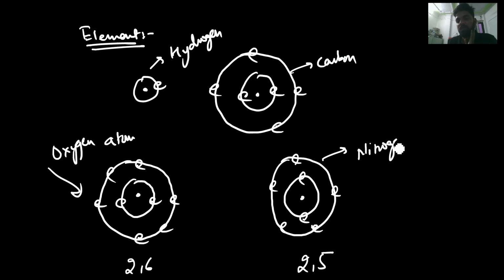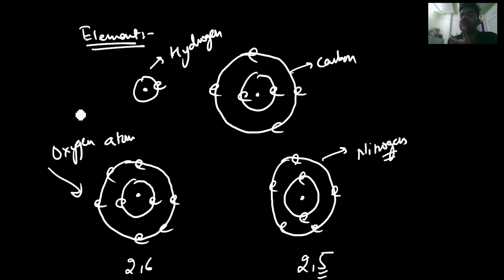Okay, you are very much familiar with this one, the nitrogen atom and the oxygen atom. The only difference between nitrogen and oxygen is that the oxygen atom has 1 extra electron. Nitrogen has 5 electrons in its outermost shell, oxygen has 6 electrons in the outermost shell, but you know that the property is totally changed. You cannot inhale the nitrogen atoms.